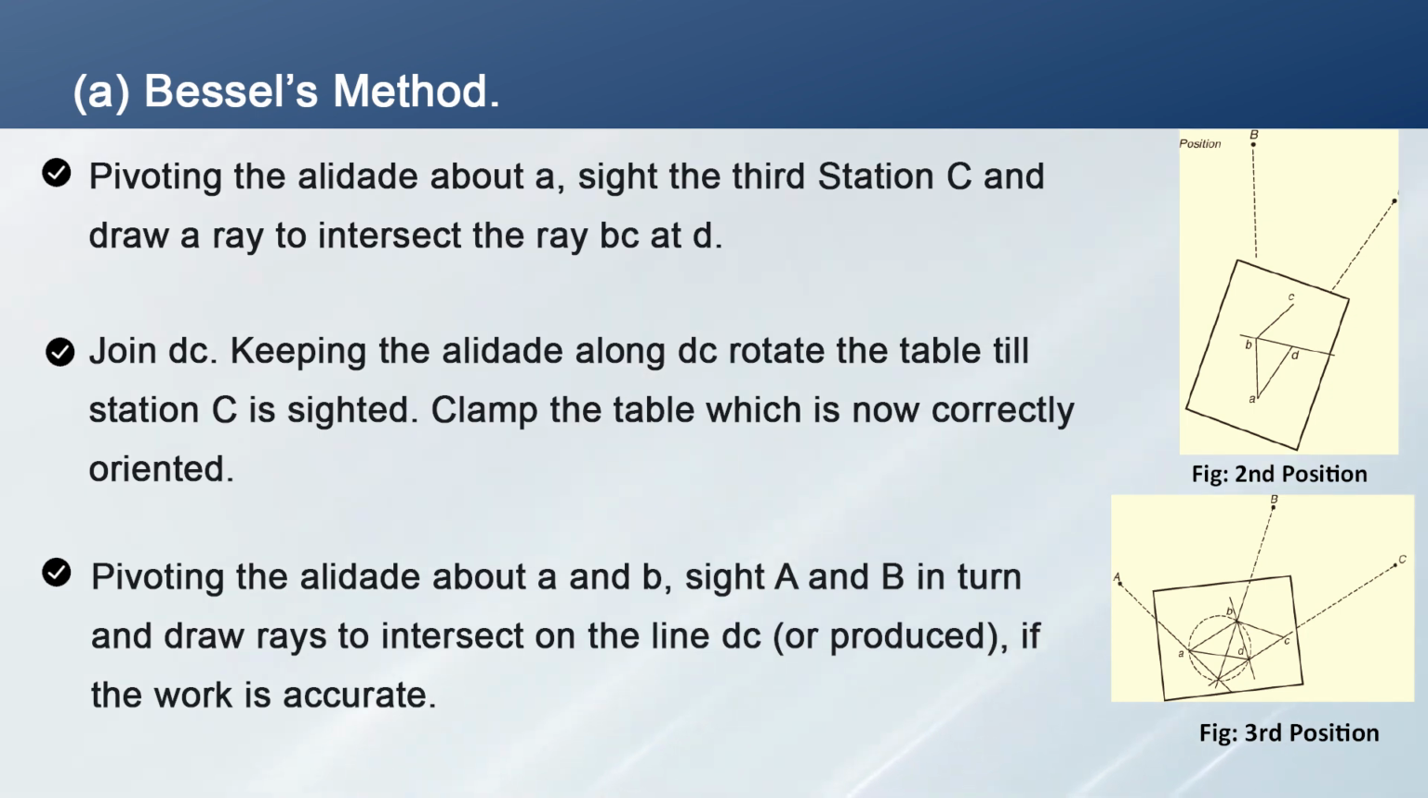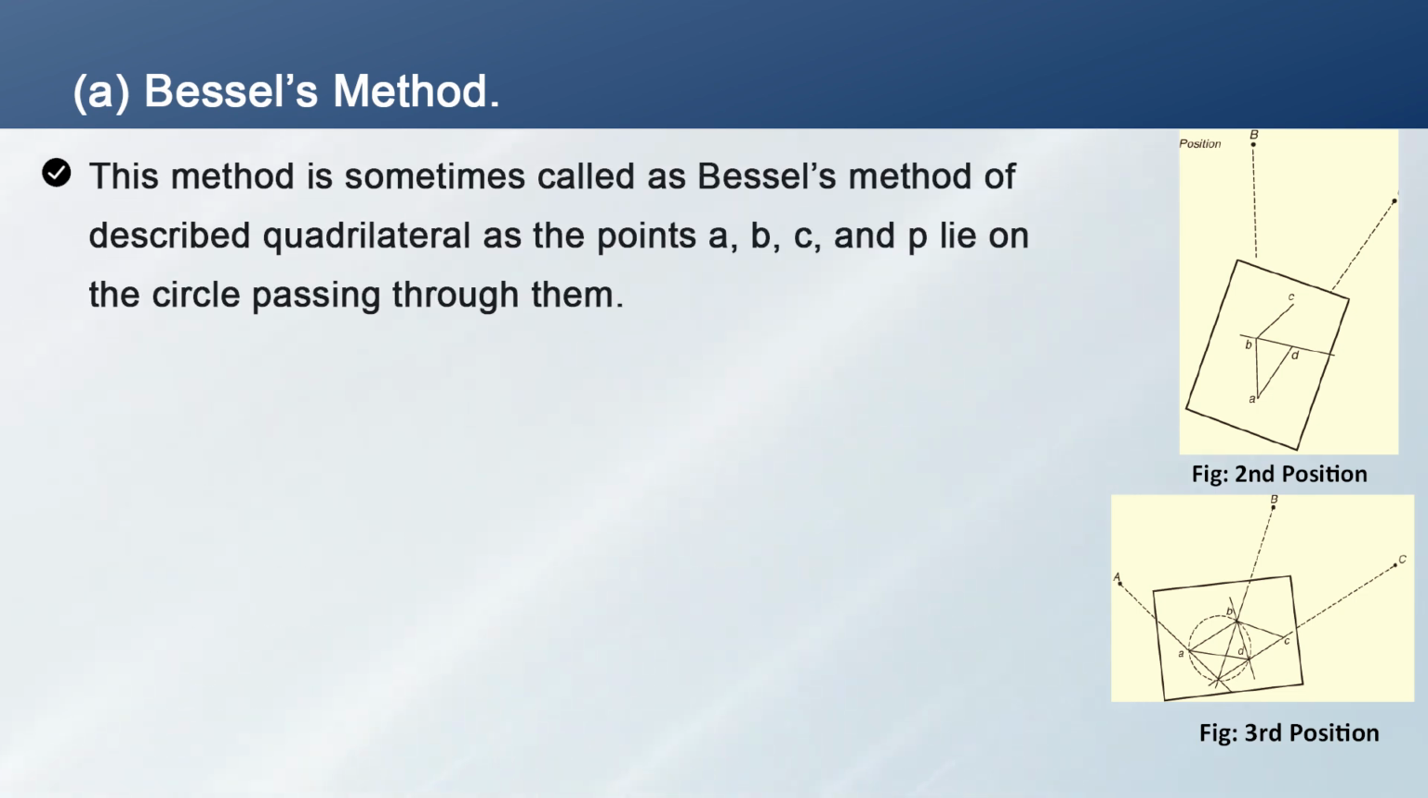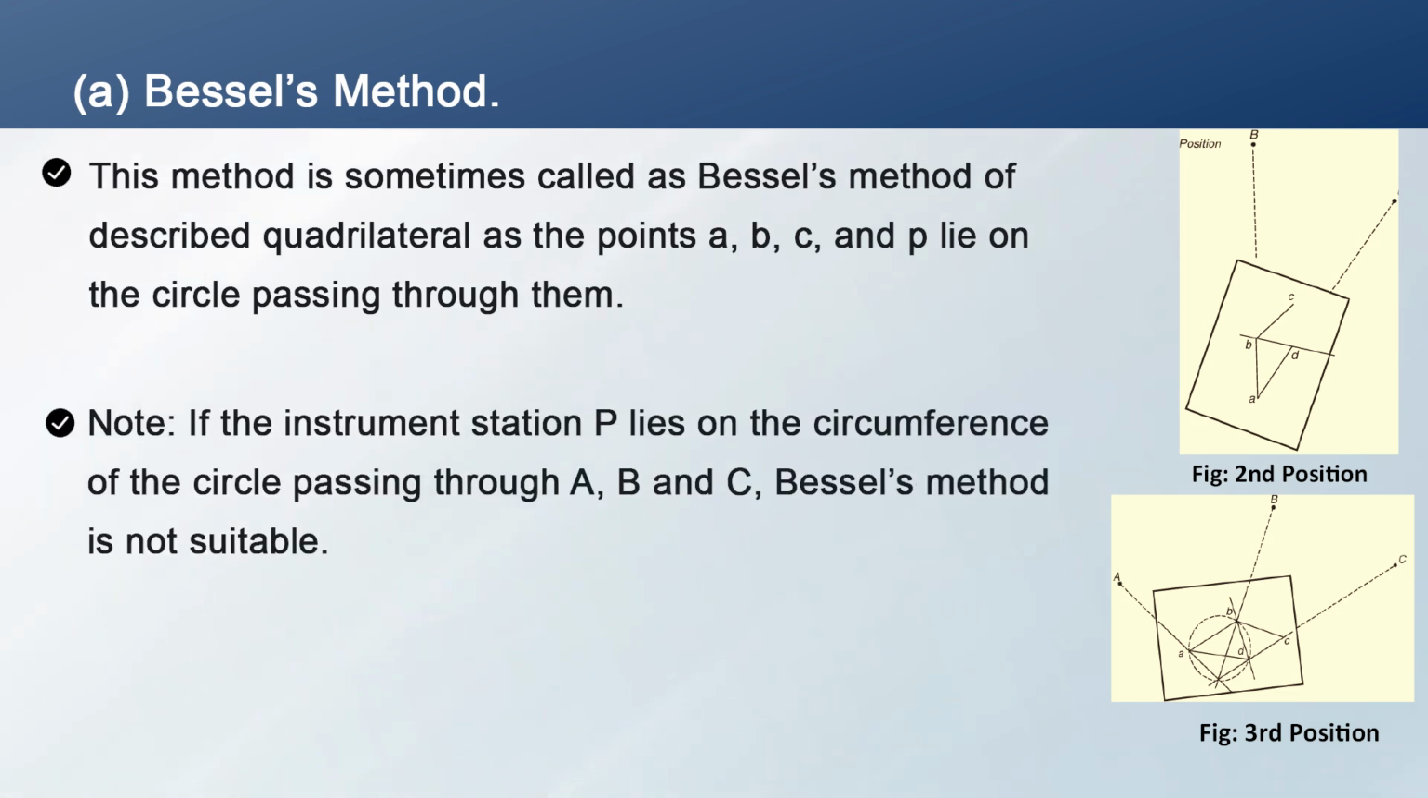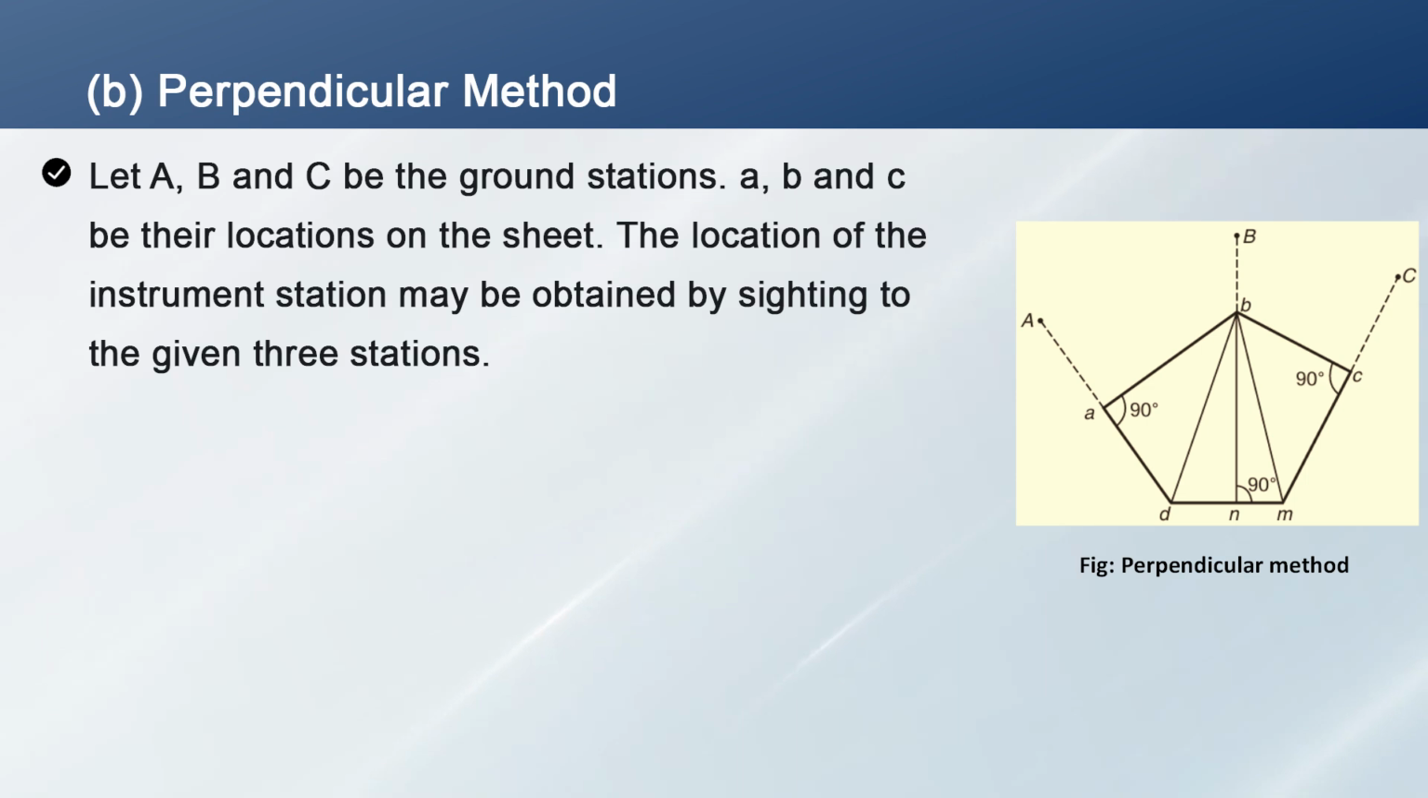If the work is accurate, you can see it in the given figure 3. This method is sometimes called Bessel's method of describing a quadrilateral, as the points small a, b, c and p lie on the circle passing through them. If the instrument station B lies on the circumference of the circle passing through capital A, B, C, Bessel's method is not suitable.